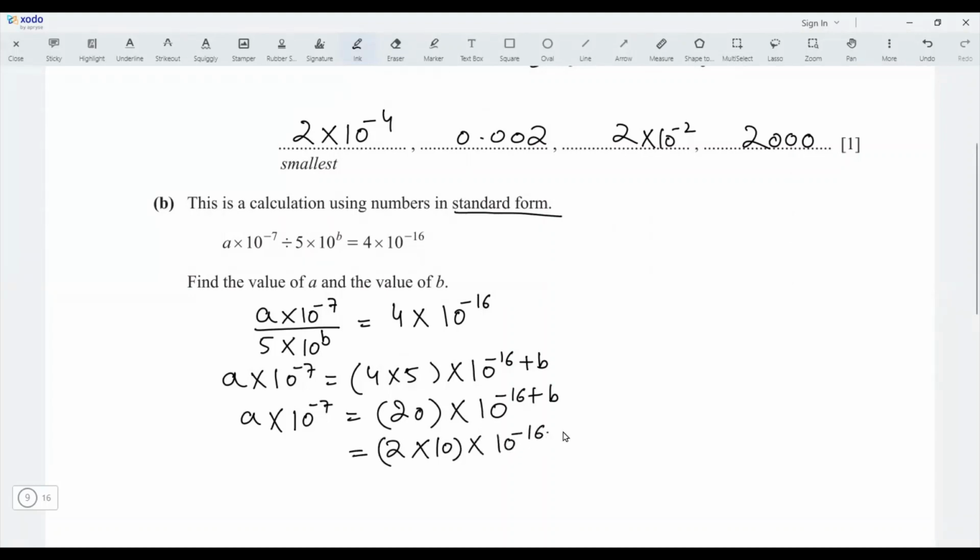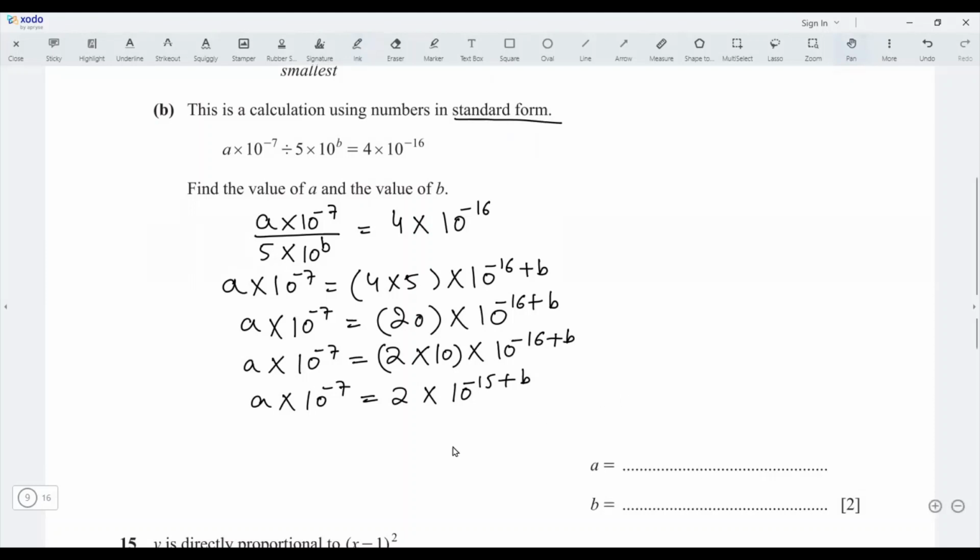Multiply by 10 raised to the power of -16 plus B, and it is equal to A times 10 raised to the power of -7. So this has one power of 10, which will be added here: -16 plus 1 will be -15 plus B, which is equal to A times 10 raised to the power of -7. Now we can compare. A must be equal to 2. A must be equal to 2. What about B? We can find B through the powers of 10, in which -7 equals -15 plus B.